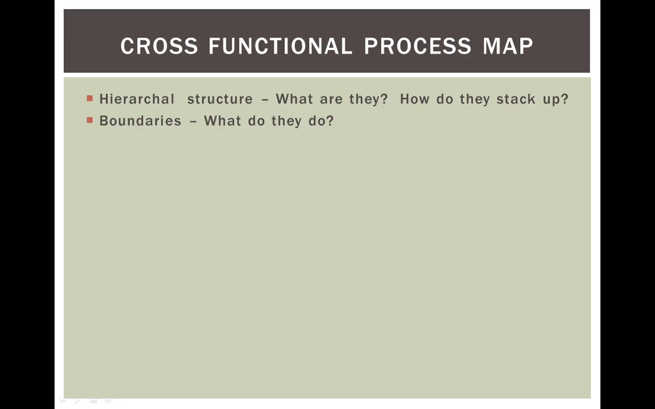All right, so the cross-functional process map, there's a hierarchical structure to that, right? And so we look at different levels of that hierarchical structure, and we need to know what they are and how they relate to each other. We also need to know the function of boundaries. What do boundaries do? What is their purpose? Why do I care about a boundary?